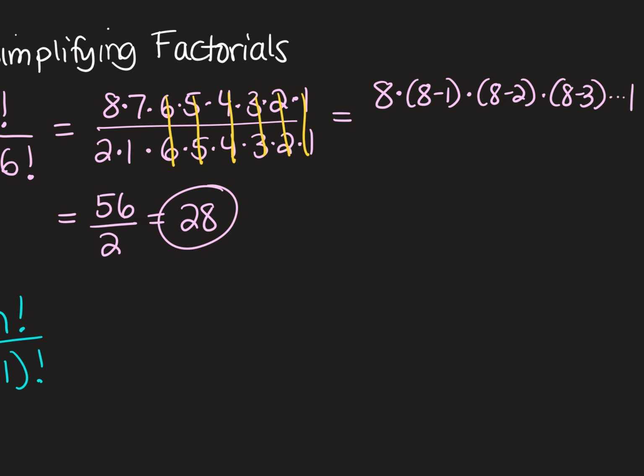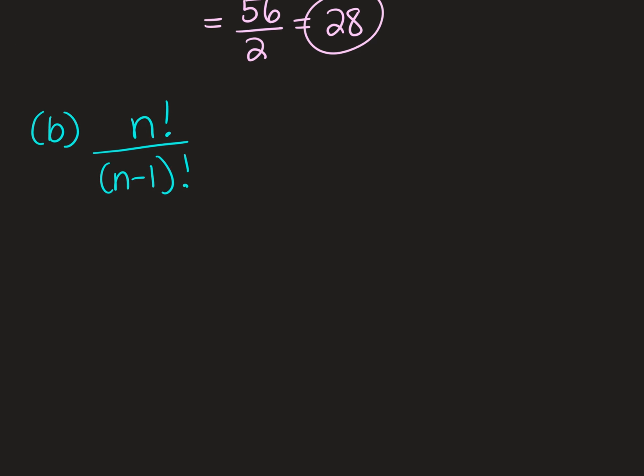I can do that with my n. Same kind of idea. I'm going to multiply n, and then I'm going to subtract 1 from n, and then subtract 2 from n, and then subtract 3 from n, and I'll keep doing that until I get down to just 1. That's exactly what we're doing when we're doing a factorial. We take whatever the number is, and we keep subtracting a number from it, all the way down to 1.